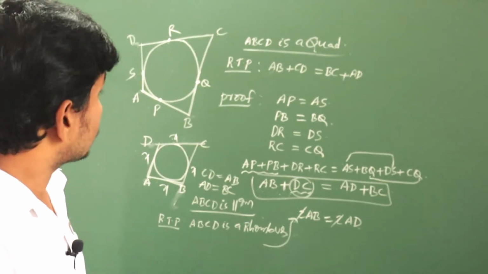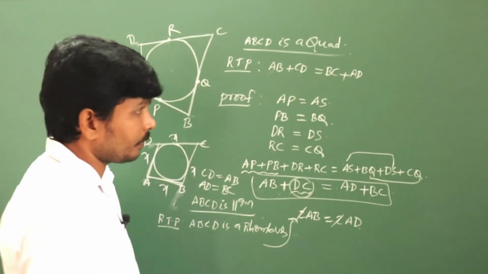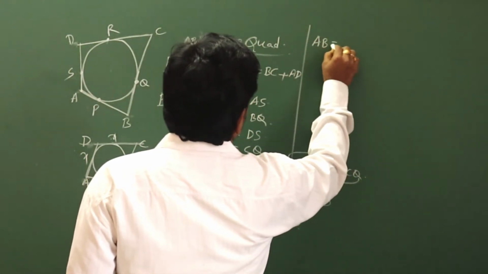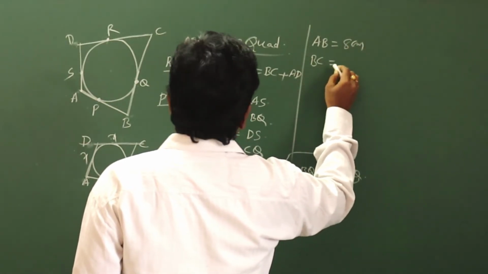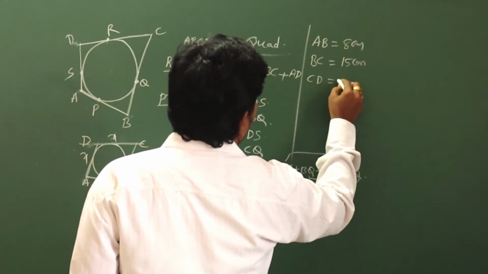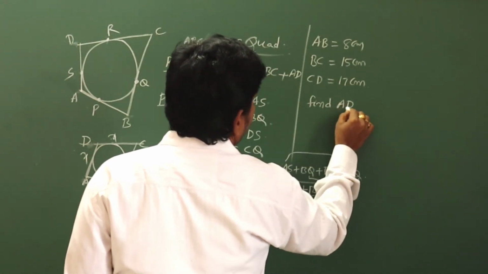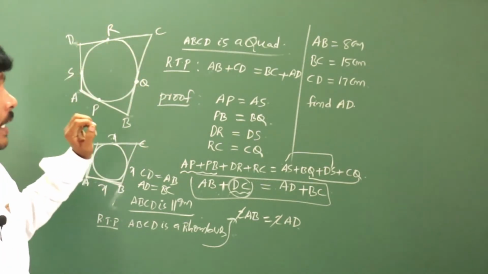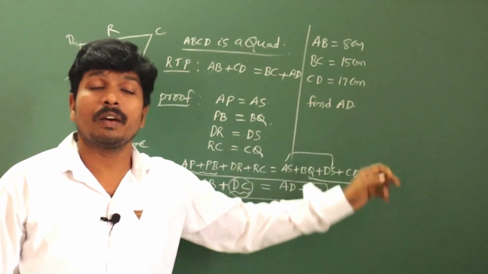Okay. See, one problem I am giving you. In many competitive exams this problem is given. In a circumscribed quadrilateral, AB is equal to 8 centimeters, BC is equal to 15 centimeters, CD is equal to 17 centimeters, then find AD. In a circumscribed quadrilateral ABCD, three sides are given, then find the fourth side.